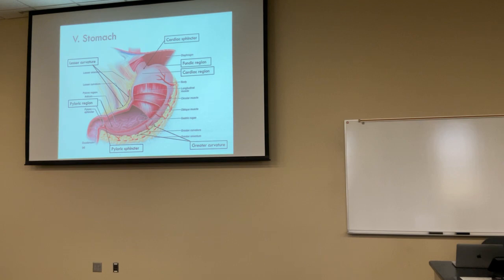What I didn't have time to do is extend that curved arrow, because the greater curvature extends all the way along that side of the stomach. This whole thing is the greater curvature. Same thing on the other side. This whole side is the lesser curvature of the stomach. So those are two landmarks used to identify the different sides of the stomach. Okay, any questions?